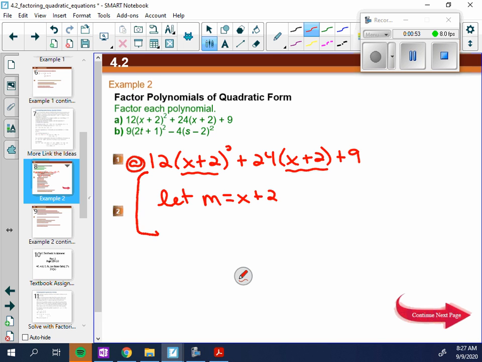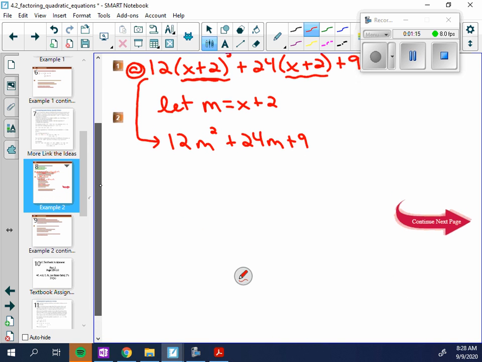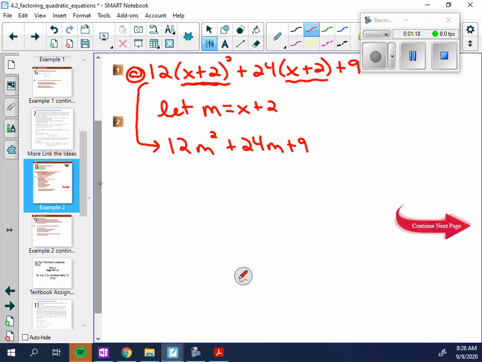So what my statement now looks like is a 12 with an m squared plus a 24 with an m plus a 9. And now this truly does look like a quadratic that I could probably factor. Okay? Is my order good? Yes. Greatest common factor. Do I have a greatest common factor here that I can take out of this? What's my greatest common factor here? 3? Right? Okay, so we can take out a 3. And my leftovers here would be a 4m squared plus an 8m plus a 3.